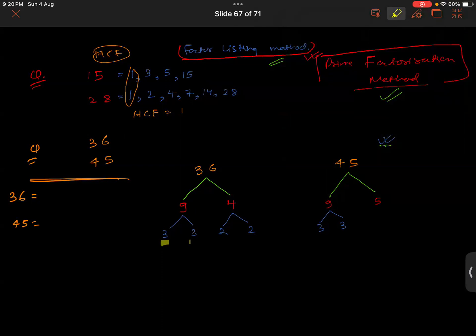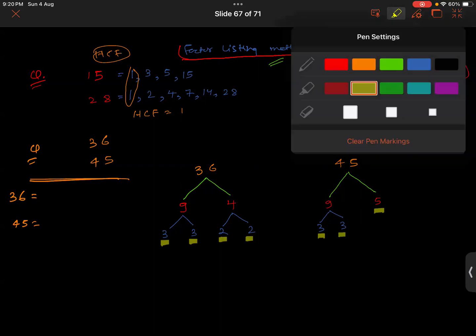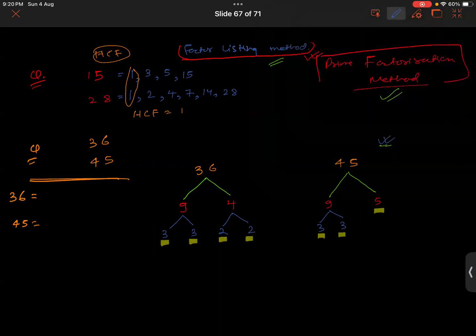So this 3, this 3, this 2, and this 2, and this 3, this 3, and this 5. We have to take all the prime numbers and then write them down over here. That is 3 times 3 times 2 times 2. Now, if you are in doubt whether I have written this correctly or not, simply multiply this. 3 3s are 9, 9 2s are 18, 18 2s are 36. Okay, my method is correct. And here it is 3 times 3 times 5. 3 times 3, 9, 9 times 5, that is 45.